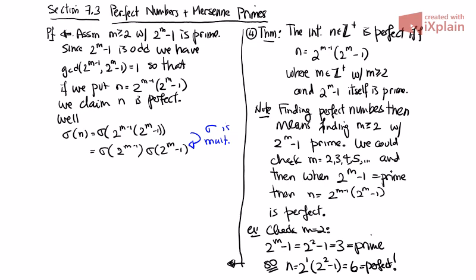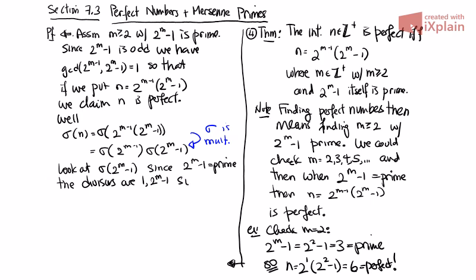So now let's look at each of these individually. First, look at sigma of 2^m − 1. We're assuming that 2^m − 1 is prime. That's one of the assumptions of the proof. That means the divisors are one and itself. So sigma of 2^m − 1 is 1 plus (2^m − 1), which is 2^m. That's the first thing to look at.